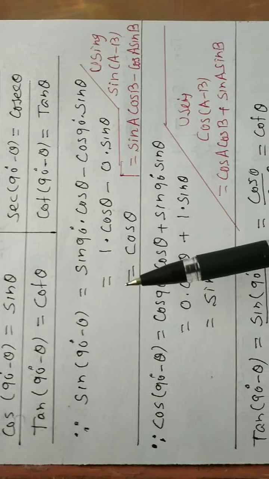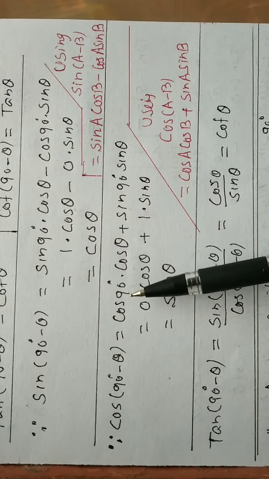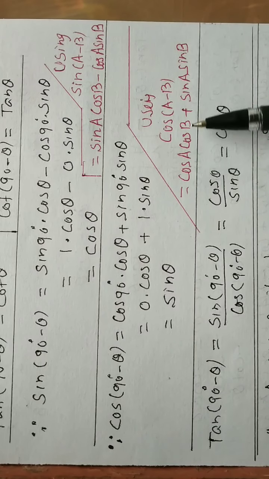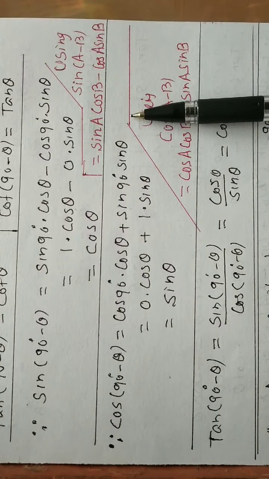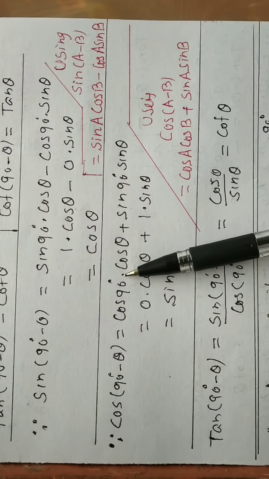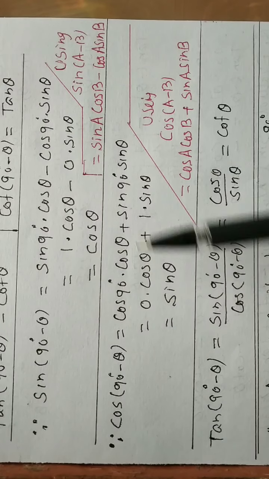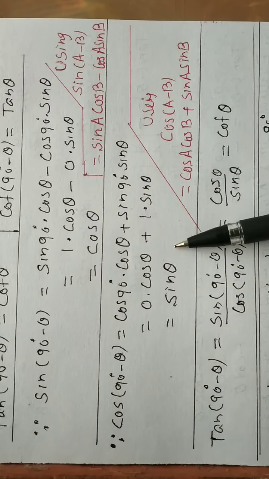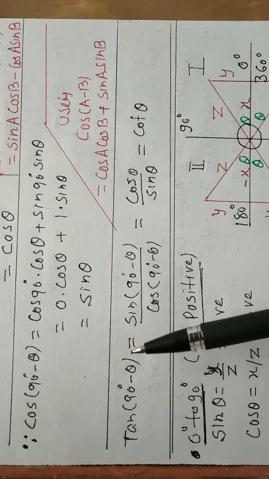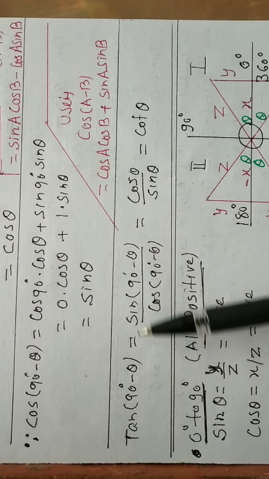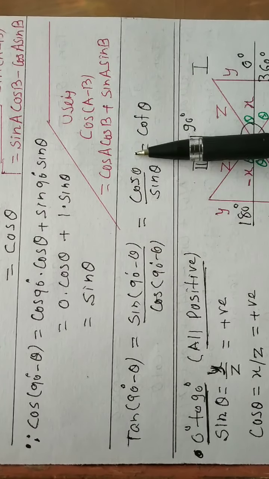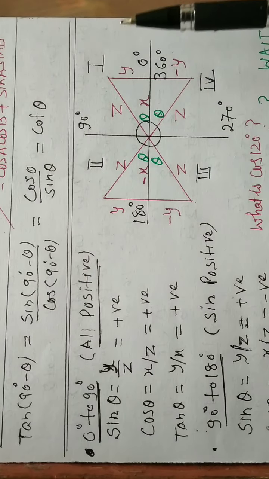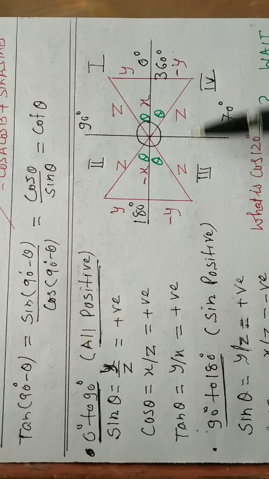Now again next, cos 90 minus theta. Use this formula, cos A minus B is cos A into cos B plus sin A into sin B. So cos 90 into cos theta plus sin 90 into sin theta. Put cos 90 is 0 into cos theta plus sin 90 is 1 into sin theta. This is sin theta. So all the proofs are coming. Tan 90 minus theta is sin 90 minus theta by cos 90 minus theta. Just now you have proved sin 90 minus theta is cos theta and cos 90 minus theta is sin theta, so cot theta is ready. Now just see first quadrant, second quadrant, third quadrant, fourth quadrant.